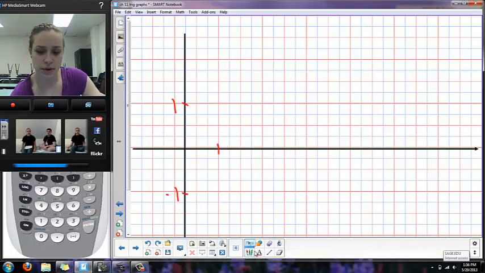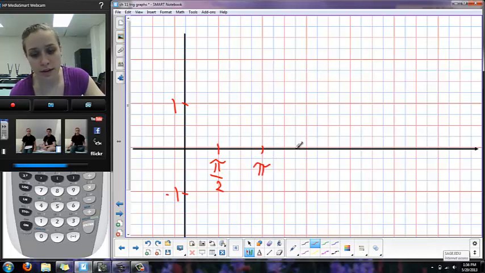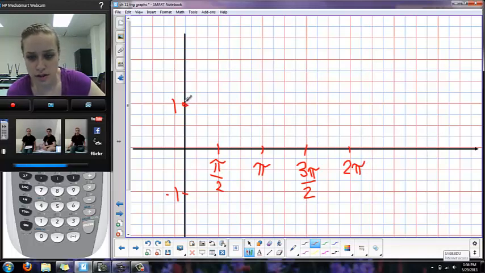Pi over 2. Pi. Or 90, 180, 270, and 360. Okay. Let's graph what cosine looks like. Cosine starts at its maximum, ends at its max, hits its minimum right there in the middle, and goes through 0 in between that.